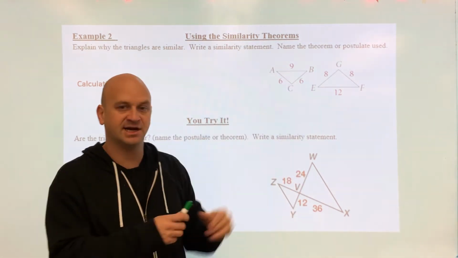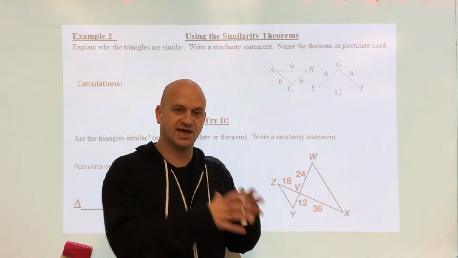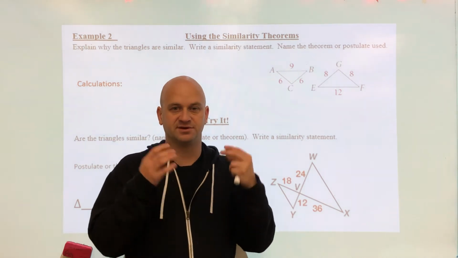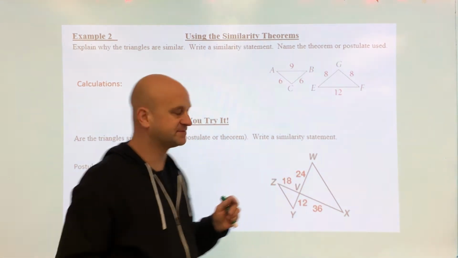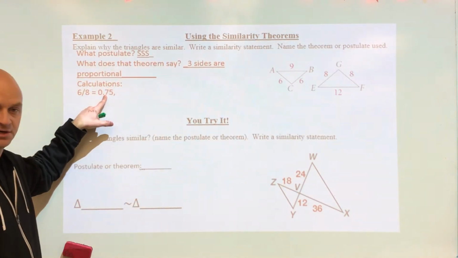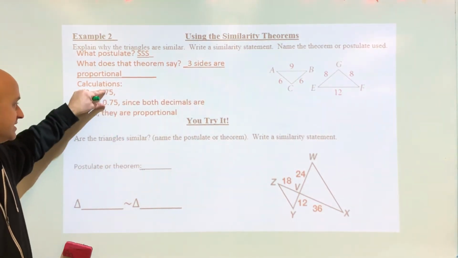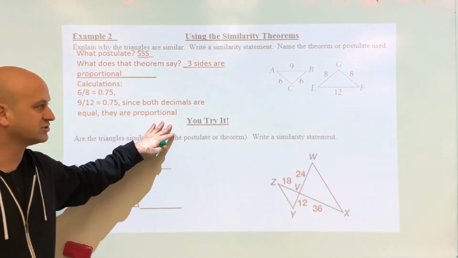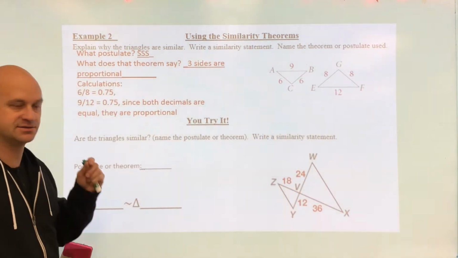If we look at 9, 9 would be the bigger of the two sides. And over here, 12 would be the bigger of the two sides. So that would be our similarity ratio. So we have 6 over 8 and 9 over 12. And if those two are equal to each other in ratio, then the sides are similar. If we look at our calculations here, we find out that 6 over 8 equals 0.75 as a decimal, and 9 over 12 equals 0.75. So since these decimals are the same, these sides are proportional. And since the sides are proportional, this would be similar by side-side-side.